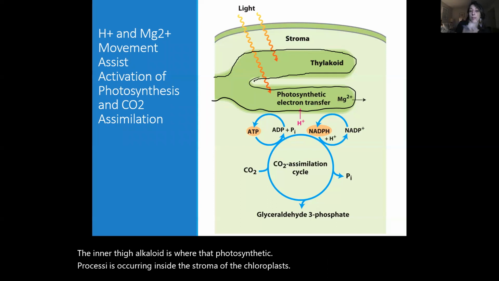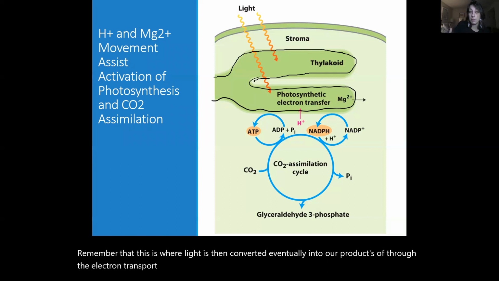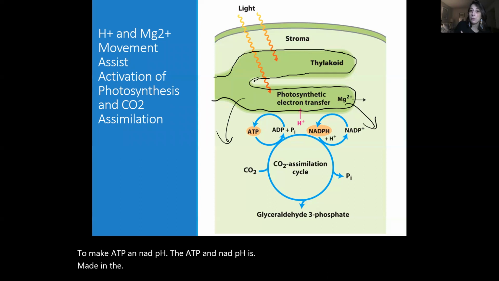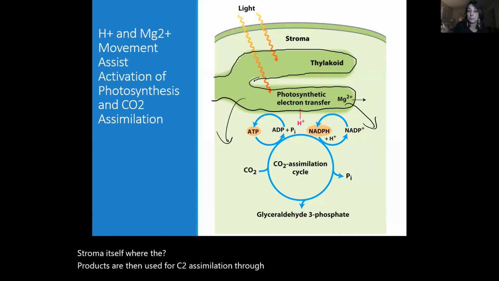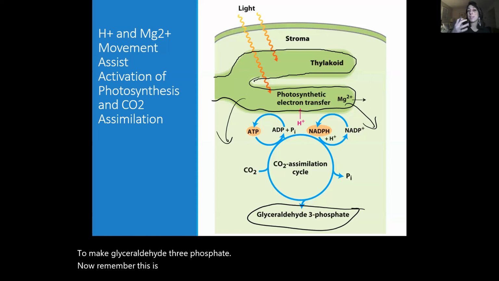Remember that this is where light is converted eventually into our products through the electron transport chain to make ATP and NADPH. The ATP and NADPH are made in the stroma itself, where the products are then used for CO2 assimilation through our Calvin cycle to make glyceraldehyde 3-phosphate. Now remember, this is still inside the stroma. There is still the outer chloroplast, which is out here.